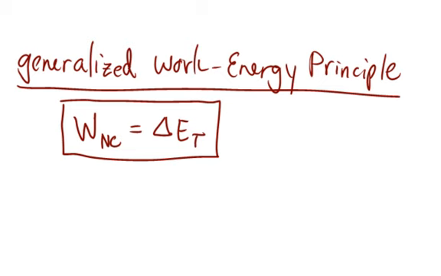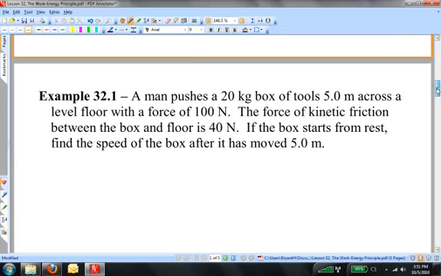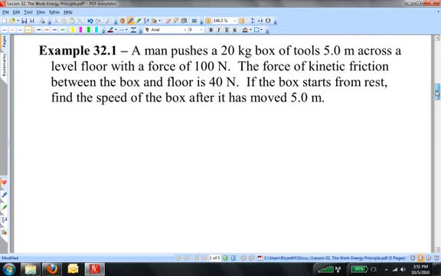We're going to see it work itself out in the next four examples, and that's what we want to do next. Let's apply the generalized work-energy principle to four specific examples. Here's the first one, Example 32.1. A man pushes a 20-kilogram box of tools 5 meters across a level floor with a force of 100 newtons. The force of kinetic friction between the box and the floor is 40 newtons. If the box starts from rest, find the speed of the box after it has moved 5 meters.